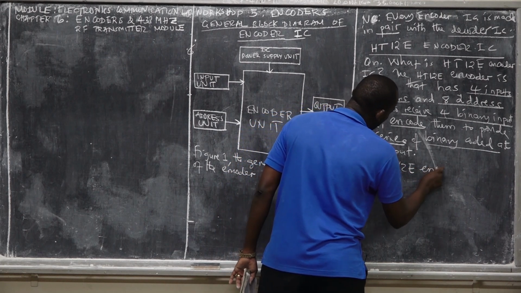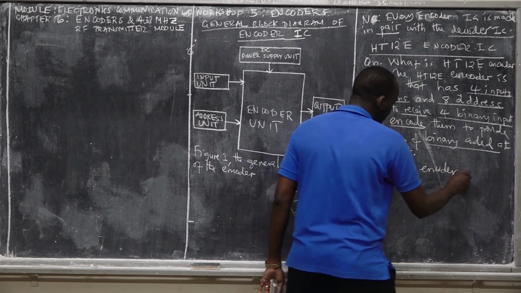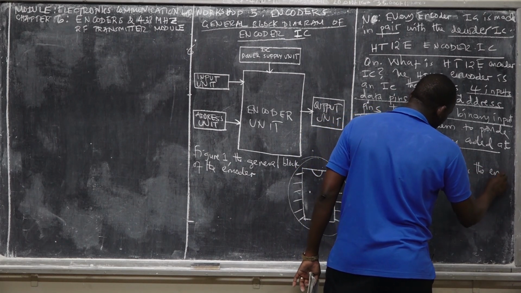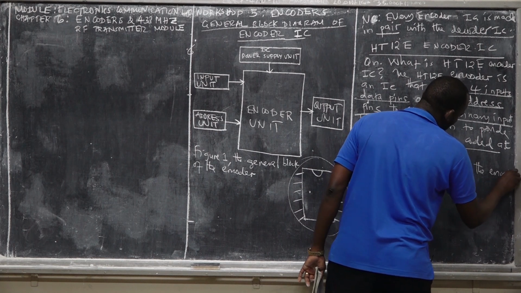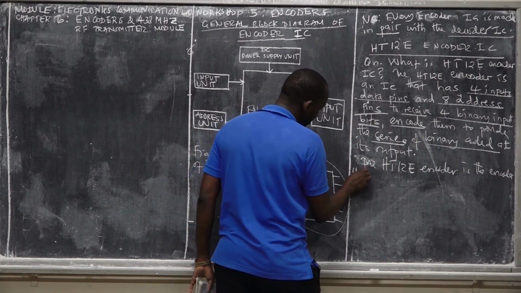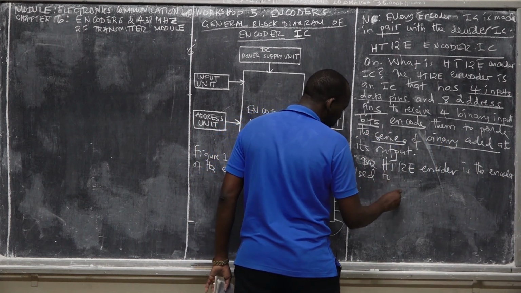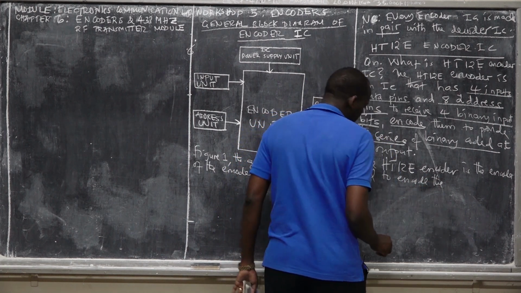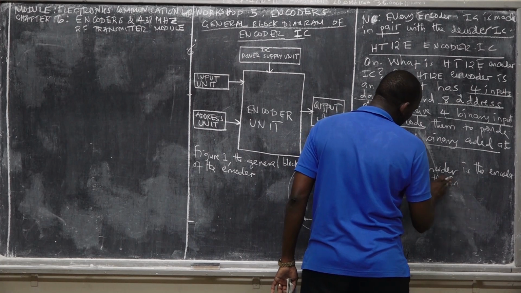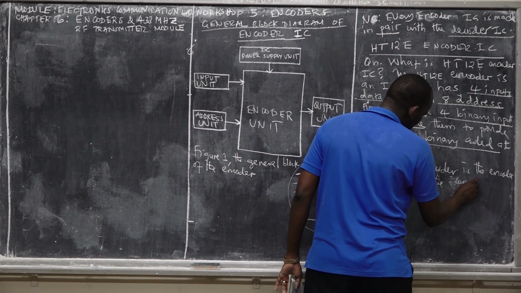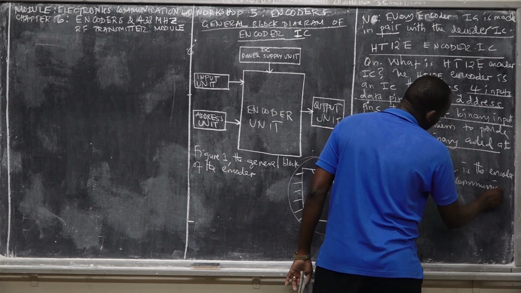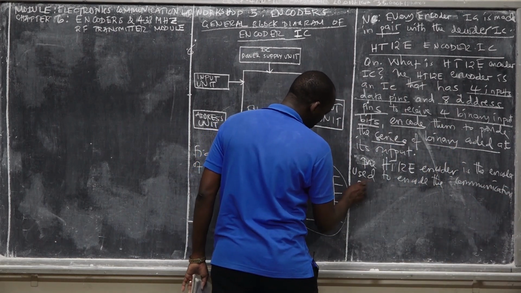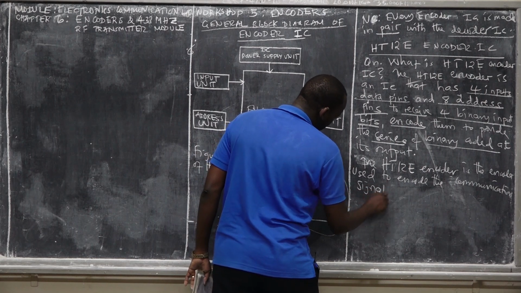So the HT12E encoder is the encoder used to encode communication signals or information.